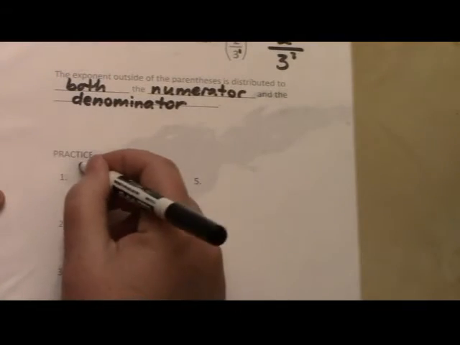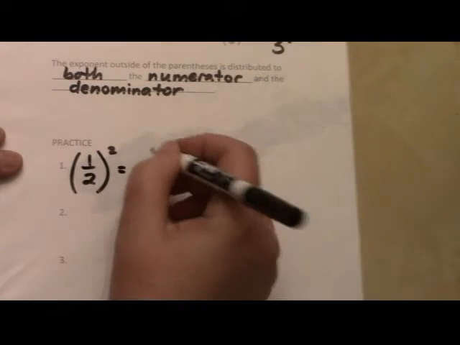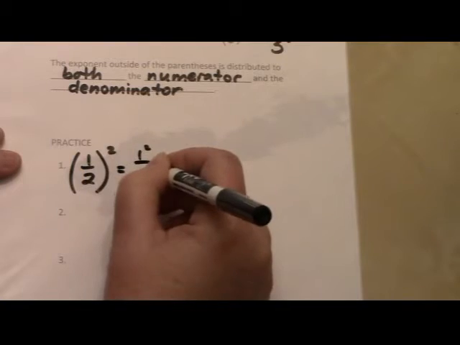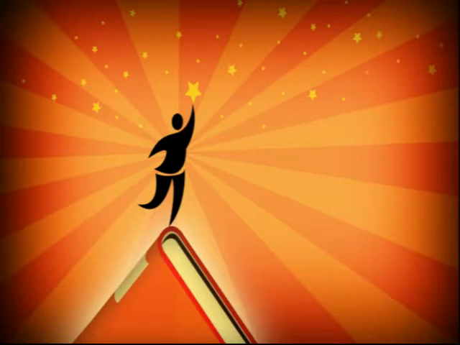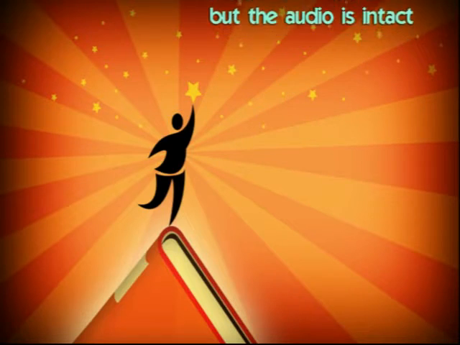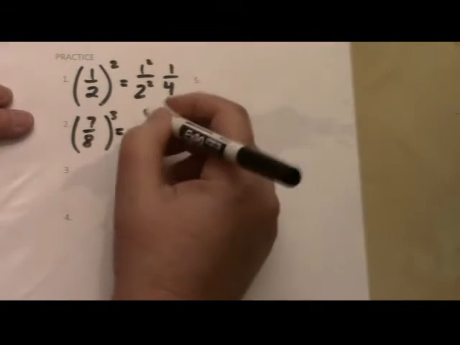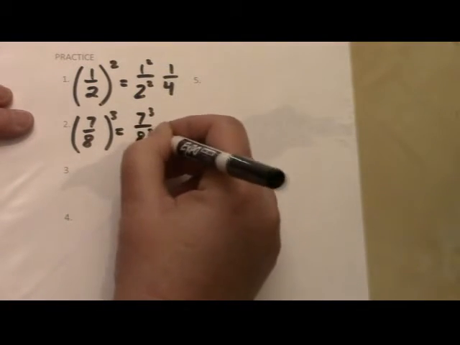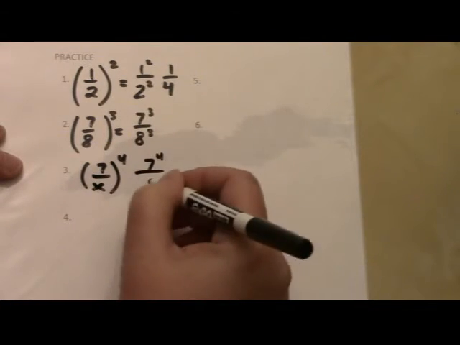So let's do some practice. What if I have something like 1/2 squared? That will equal 1 squared over 2 squared. And then we could calculate it out. 1 squared is 1. 2 squared is 4. It would equal 1/4. But I'm not worried about answering them all. I just want to practice doing the distribution. So let's take another fraction. 7/8 to the 3rd equals what? 7 cubed over 8 cubed. Well, how about something like this? What if I had 7 over x to the 4th? Well, don't let the x freak you out. All the rules the same. It's going to be 7 to the 4th over x to the 4th.